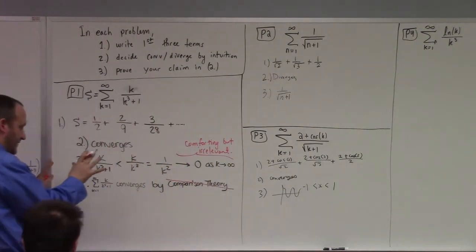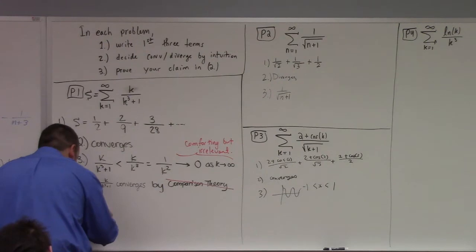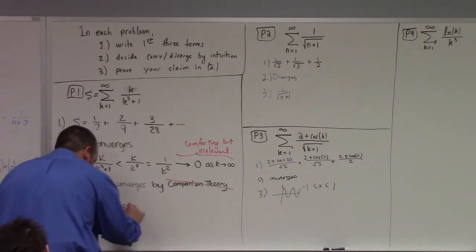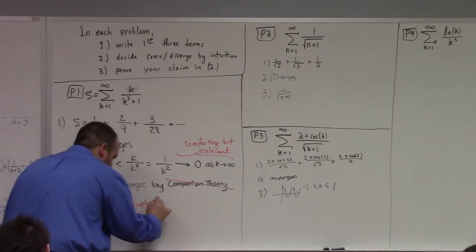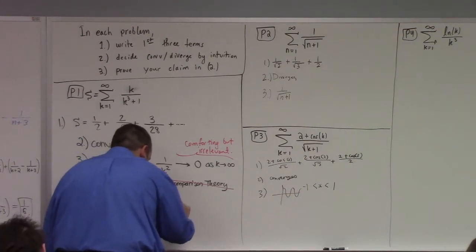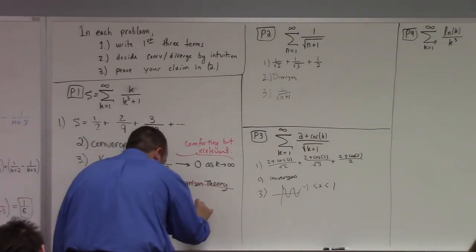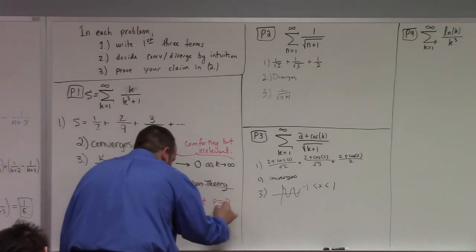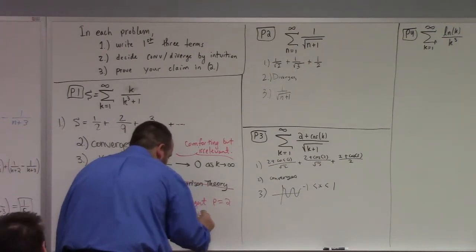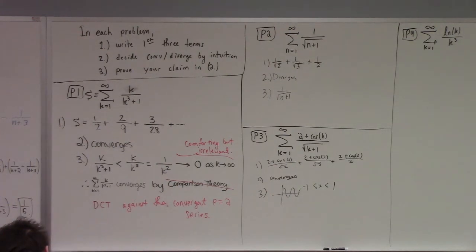Your heart's in the right place, but what you need to do is say it converges by direct comparison test against the convergent p equals 2 series. Right? That's the actual logic here. Your inequality shows that the p equals 2 series is larger than the given series term by term. And the p equals 2 series converges, therefore, by the direct comparison test, which you can abbreviate DCT if you like.